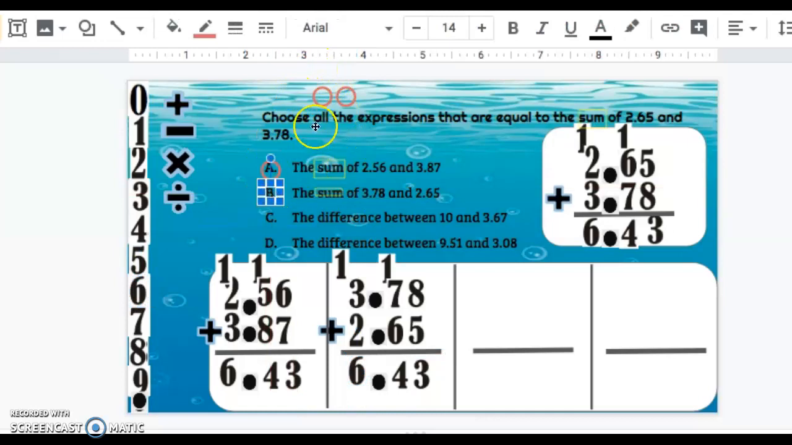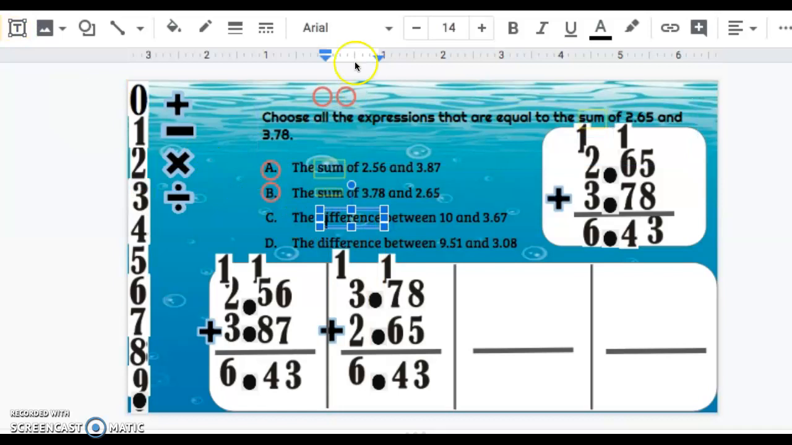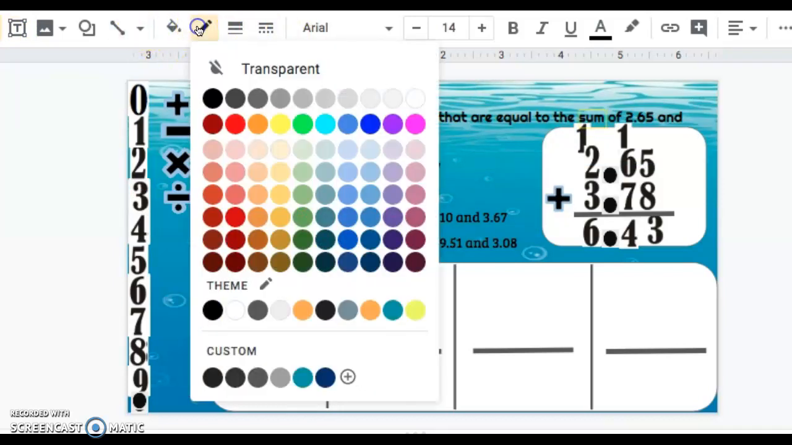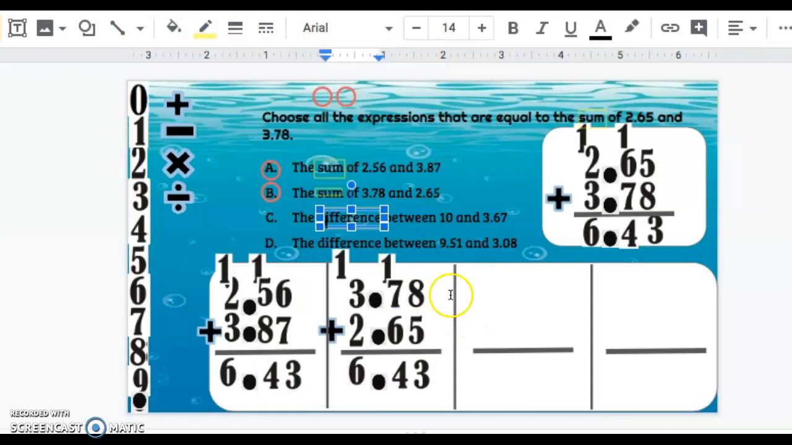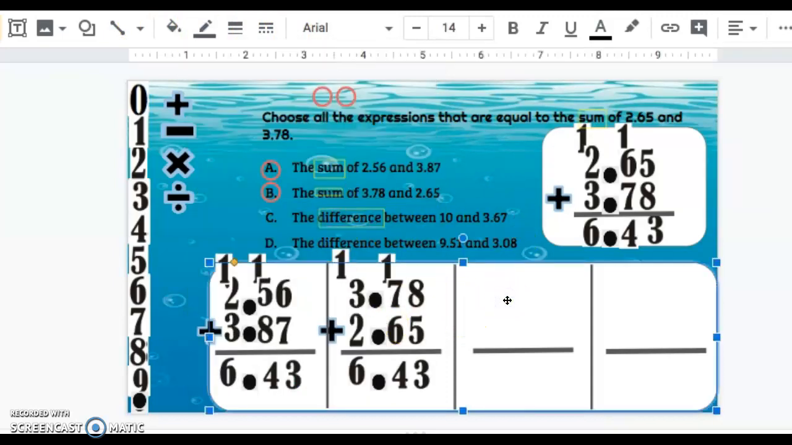So right now, see how when it says choose all, right now I have 2 answers, but I still have 2 more problems that I need to find. So the next one, it says the difference between 10 and 3 and 67 hundredths. So you want to make sure that you're reading very carefully your wording in the questions or the statements that they're giving you to solve, because difference is the answer to a subtraction problem. So you want to make sure that you're subtracting these 2 numbers.